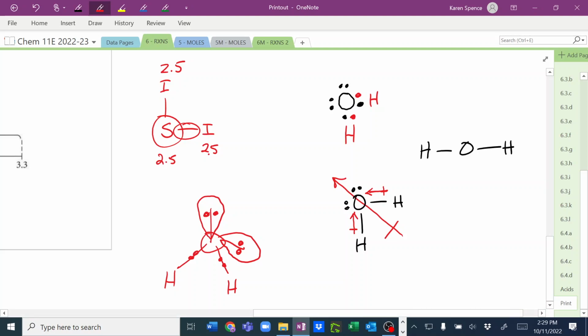It's not a 90-degree bend like it would be if it were flat, but you guys remember the number? It's 109.5 degrees. Yes.